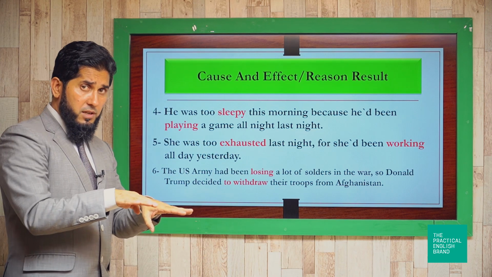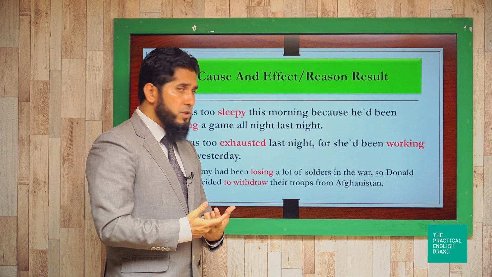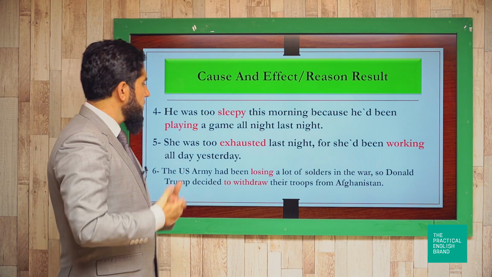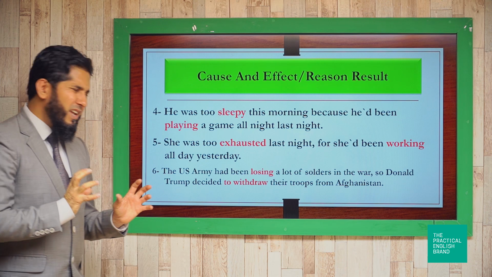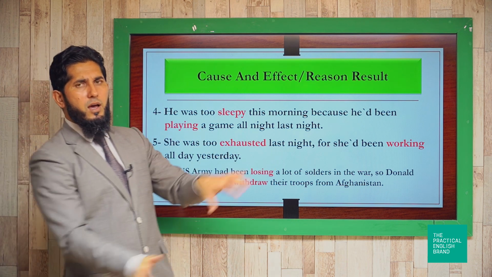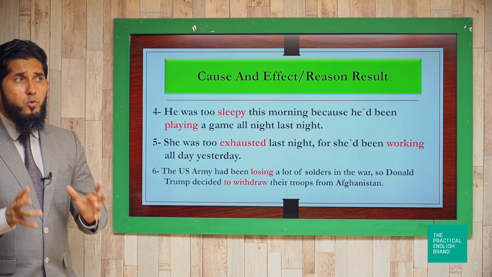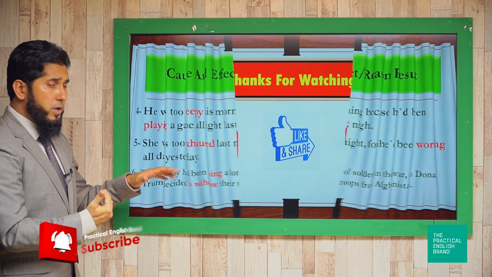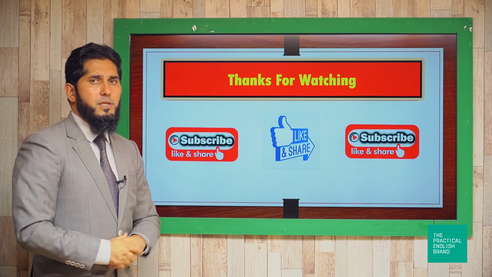So again, there's cause and effect, okay? So the U.S. Army had been losing a lot of soldiers in the war. This is the cause, okay? So Donald Trump decided to withdraw their troops from Afghanistan. So in other words, we talk about a kind of expected result. Okay, so that is the result, that he decided to withdraw all of their troops from Afghanistan. So result. Okay, cause and effect, or reason and result. Losing the soldiers, reason. Okay, leaving Afghanistan is the result. That is the cause and this is the effect.